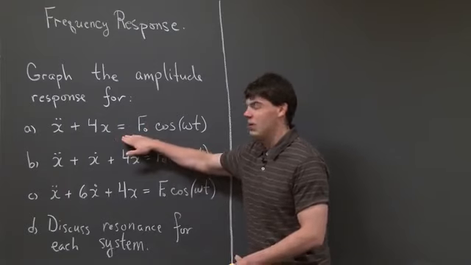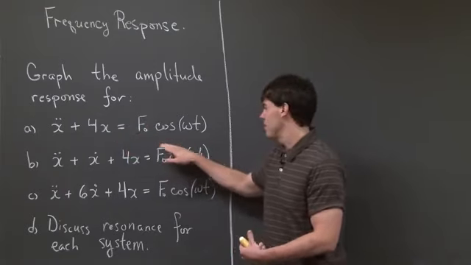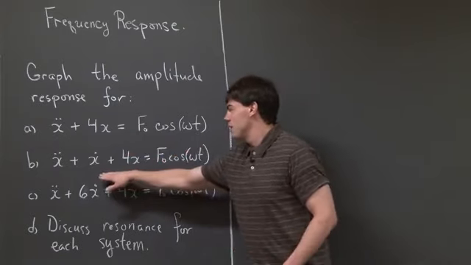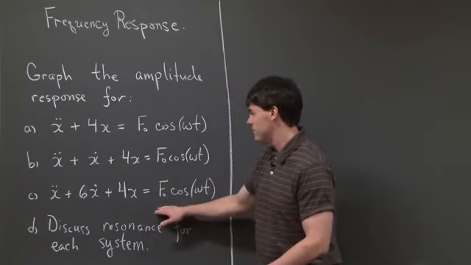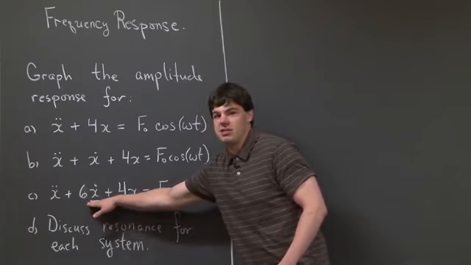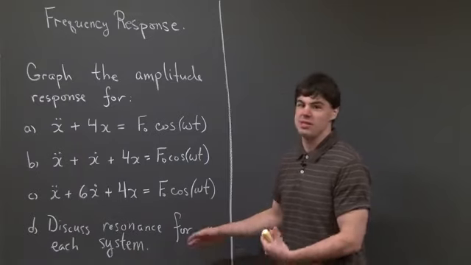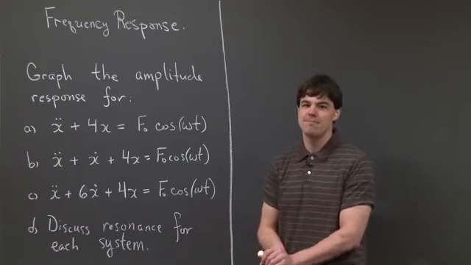So for part A, we're asked to plot the amplitude response for x dot dot plus 4x equals f naught cosine omega t. For part B, it's the same equation, however we have an x dot term added. For part C, again, we've increased the damping, so now we have 6x dot. And then lastly, for part D, we'd like to discuss the resonance for each system. So I'll let you work out this problem, and I'll be back in a moment.